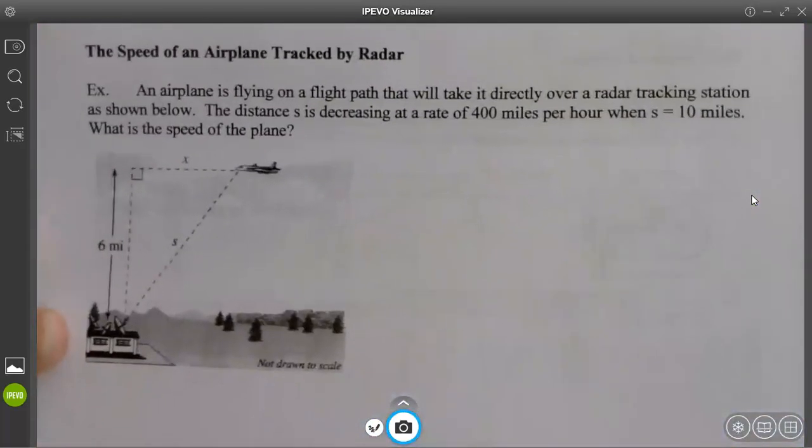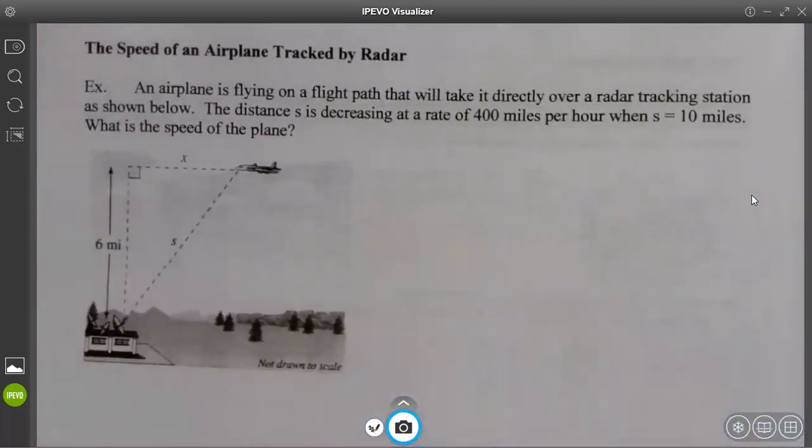All right, you ready? An airplane is flying on a flight path that will take it directly over a radar tracking station as shown below. The distance S is decreasing at a rate of 400 miles per hour when S is 10 miles. What is the speed of the plane?